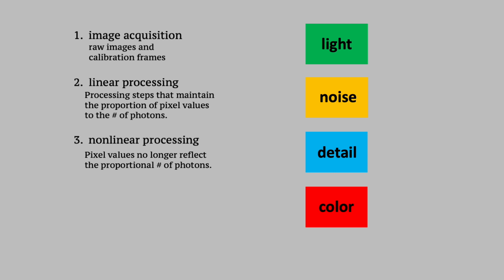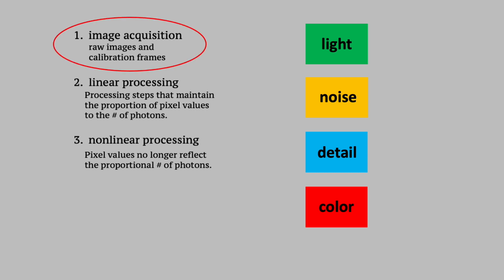Color looks good to the eye, and it can also reflect some actual physical processes that may be going on in the object that we're photographing. So along with the three basic areas I'm going to be talking about: image acquisition, linear processing, and nonlinear processing, I'm also going to be talking about these four areas: light, noise, detail, and color, and which ones are affected by which process. There might be a process that deals with just noise and a process that deals with just detail, or maybe some combination of those, and I'll be including that in this video.